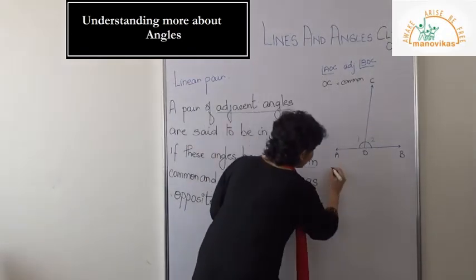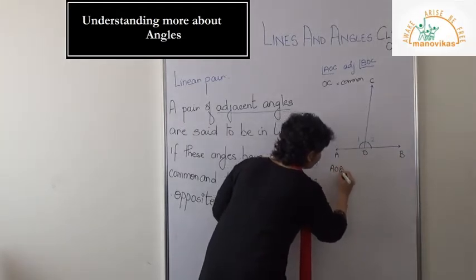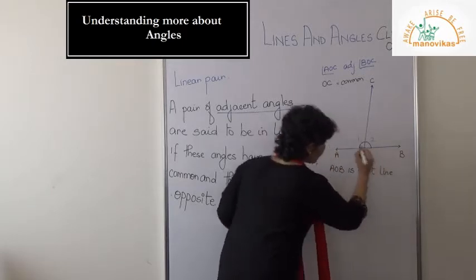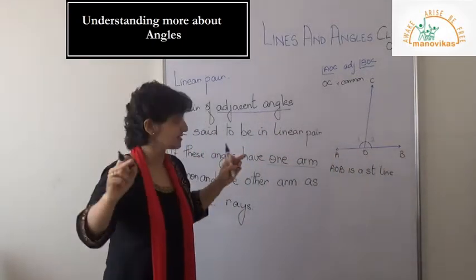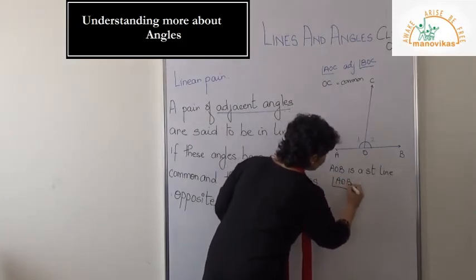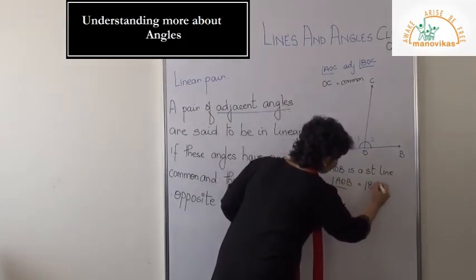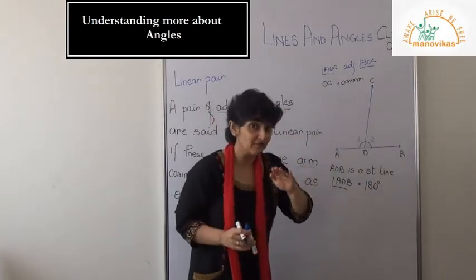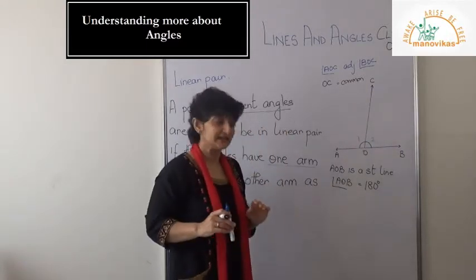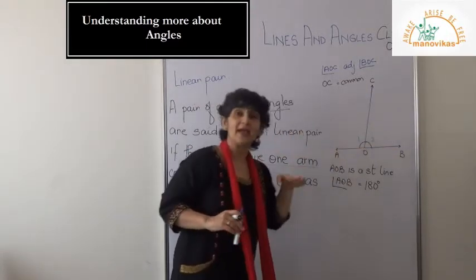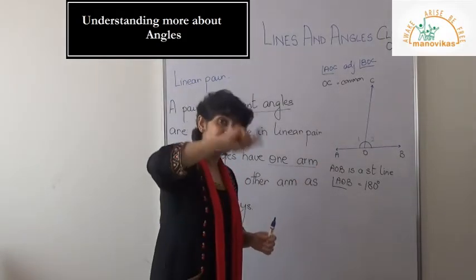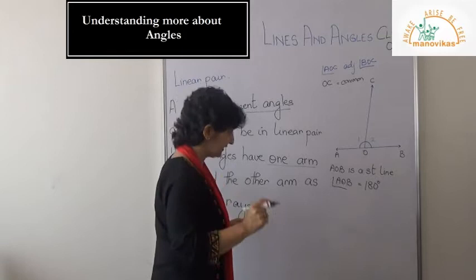Now, I know that AOB is a straight line. Now children, when you have a straight line, you know the angle is equal to 180 degrees. Correct? We have learnt these. A straight line is equal to 180 degrees. So here, I know AOB is a straight line. So definitely angle AOB is going to be 180 degrees.